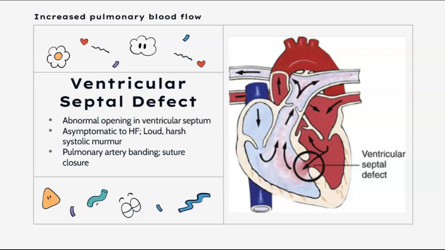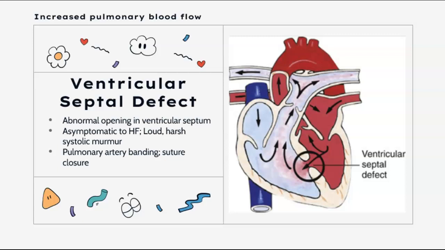Signs and symptoms: you might see a patient that is asymptomatic, or one showing signs of heart failure. The increased pressure in the pulmonary artery from the right ventricle can lead to heart muscle hypertrophy, which decreases cardiac output and leads to heart failure. You might also hear a loud, harsh systolic murmur and palpable thrill.